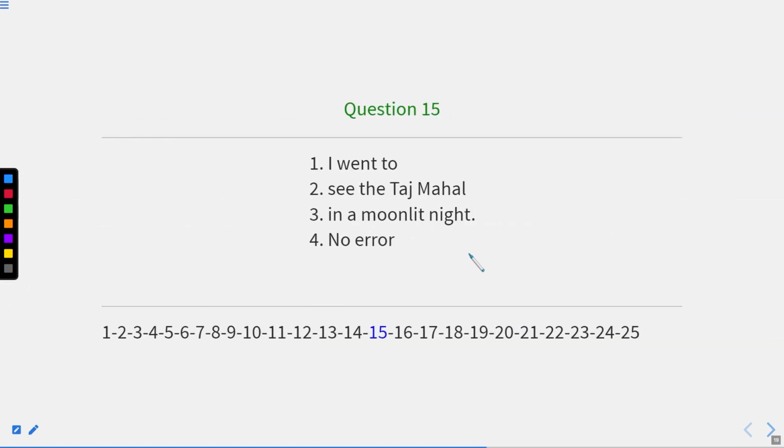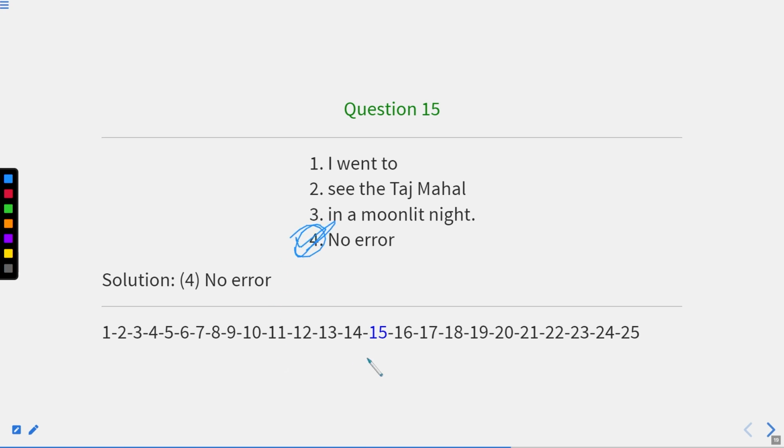This is question number 15 now. I went to see the Taj Mahal in a moonlit night. I went to see the Taj Mahal. Taj Mahal is the name of the monument where we use the article. So this part is correct, and this part is also correct. In a moonlit night, this is also correct, because we are talking about a particular night, a night which was moonlit, which has the moon in that night, in which the moon was shining. So this sentence contains no error. So our answer will be 4th, that is no error.